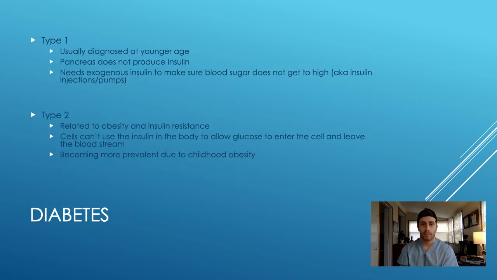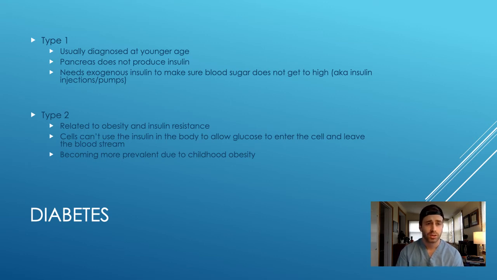So next we're going to talk about diabetes, type 1 versus type 2. Type 1 is usually diagnosed at a younger age. This is because the pancreas does not produce insulin. Therefore, the child or student requires exogenous insulin, which is just a fancy word for insulin from a vial. And they require insulin injections or a pump of insulin to be administering that into their bloodstream throughout the day.